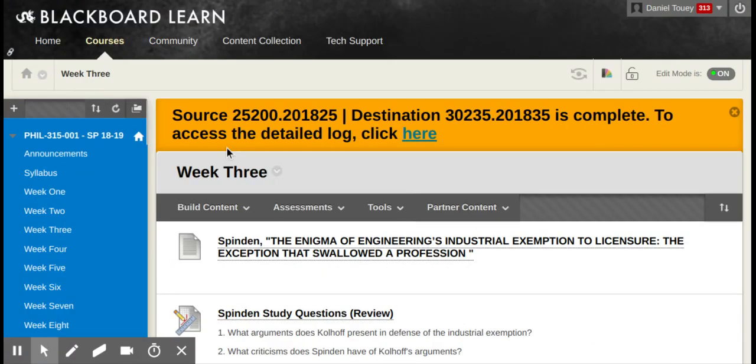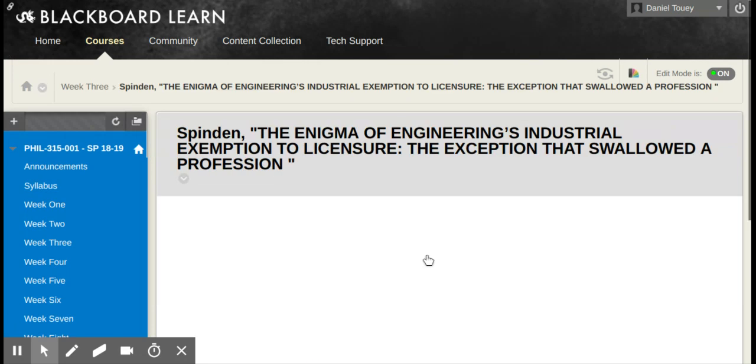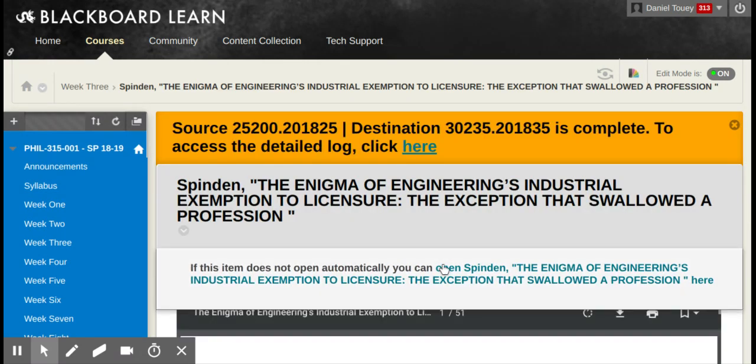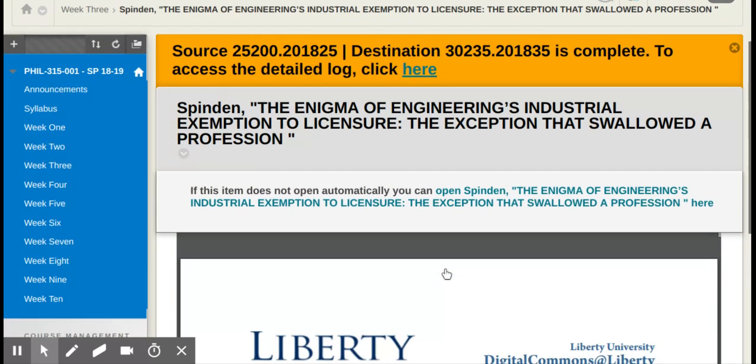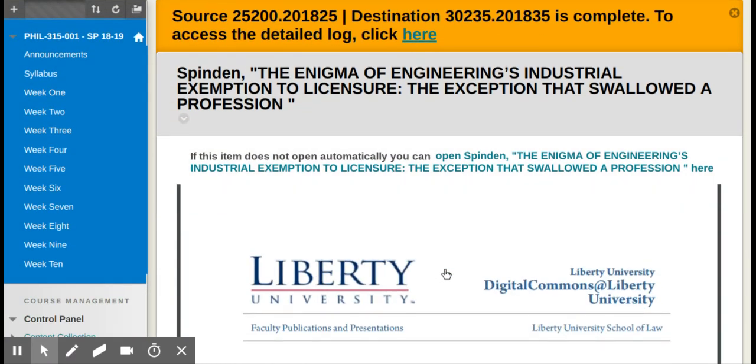Let's see, week 3. Yes, okay. Well, Spindon. Spindon is a big gulp, let's face it. It's a long thing, and maybe too long, but it makes an important point. And Spindon's basic thesis, which is well documented by the long opening sections, which have to do with the history of engineering in America and the history of the struggle for and against licensure of engineers in America, but what's the big idea in Spindon? That the industrial exemption is a disaster for everybody, but especially for the profession of engineering.